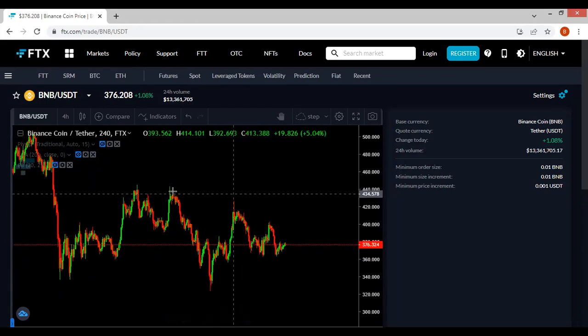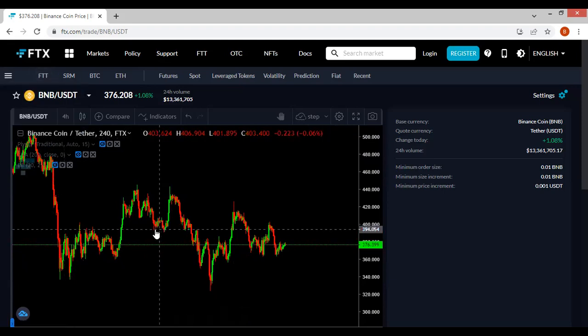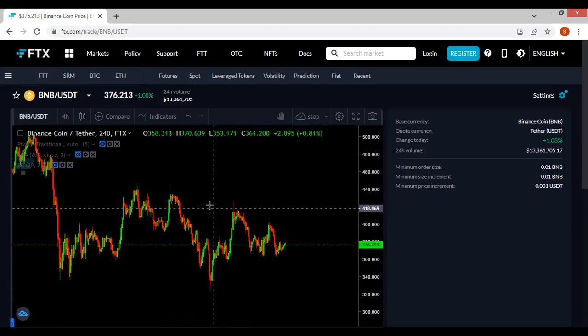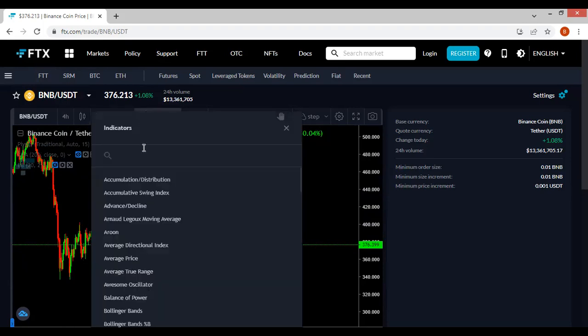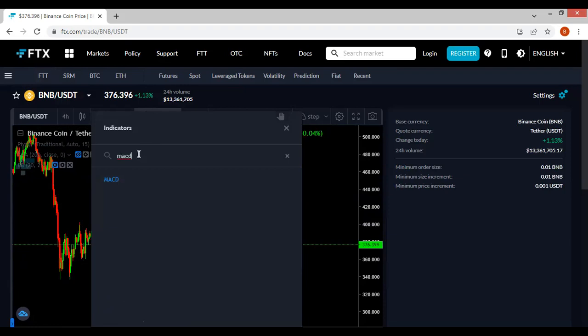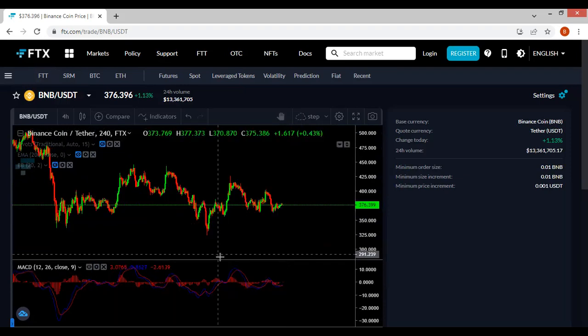All right, so this is BNB USDT. We are using BNB USDT for this illustration, and the time frame we are using is 4 hours. For you to get the MACD, simply go to the indicators and search for MACD. Once you tap on it, it pops up. Okay, you can now exit, and then this is it.